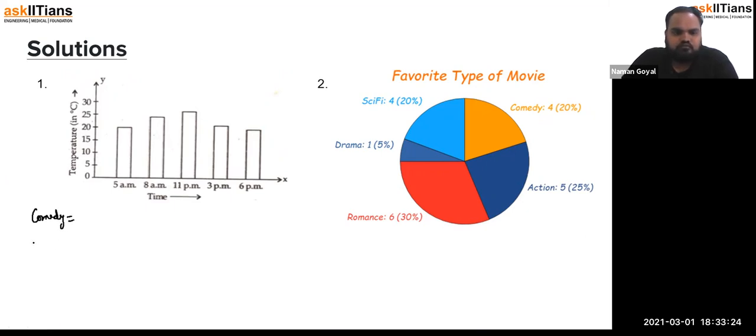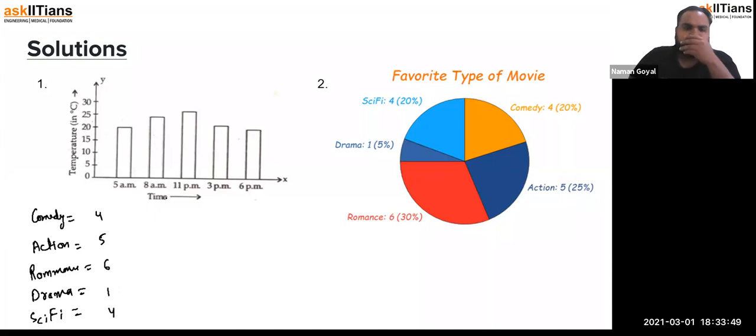For comedy, for action, for romance, for drama, and for science fiction. How many movies for comedy? 4, 5, 6, 1, 4. First of all, you have to find out the total, which is 20. Then find the fraction: 4 by 20, basically 1 upon 5, times 100 for percentage.